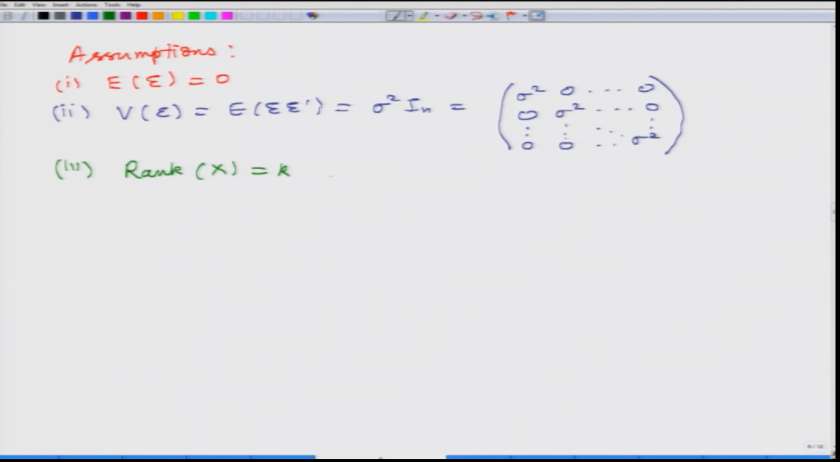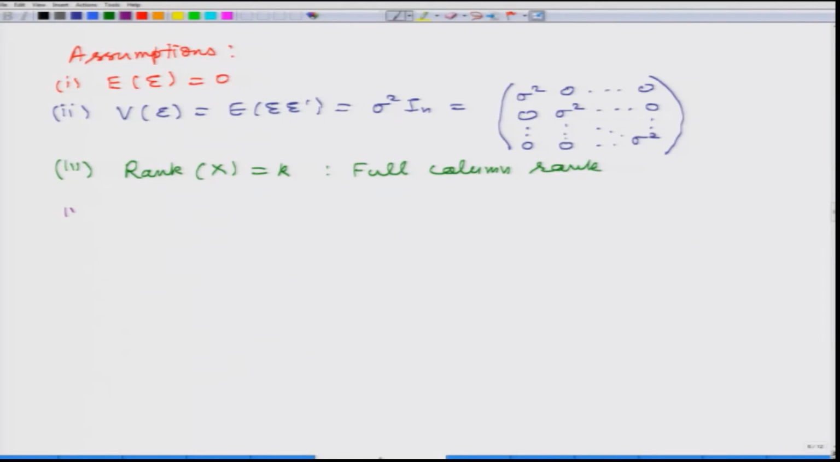And remember, k is the number of independent variables. So we essentially assume that this is a full column rank. The advantage of making this assumption will be clear to you in the next lecture when we go for the estimation of parameters.